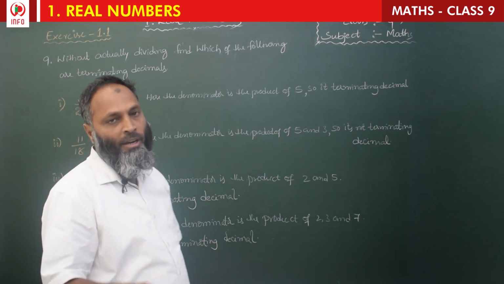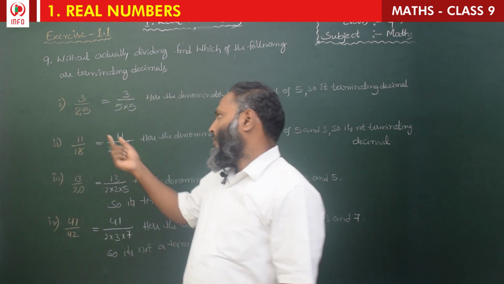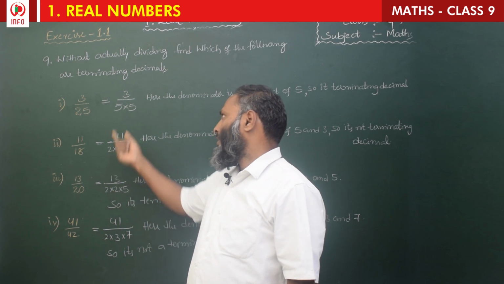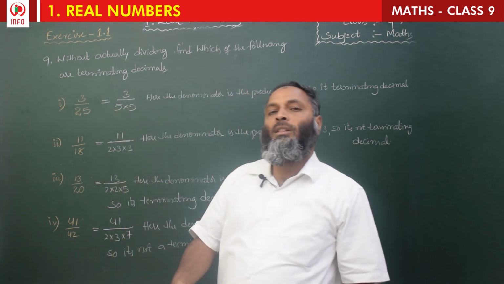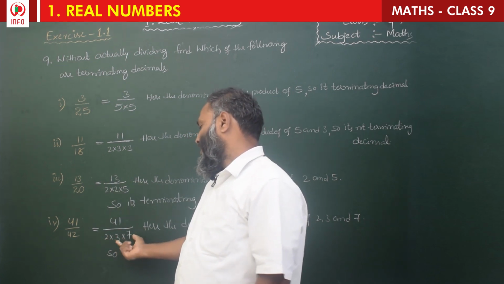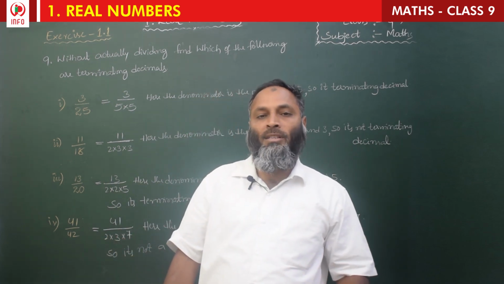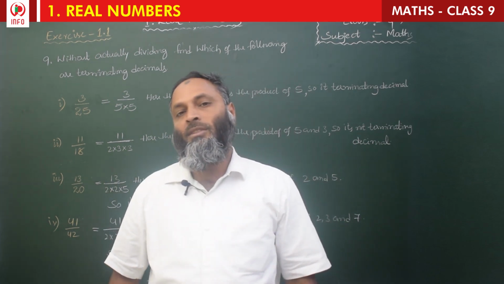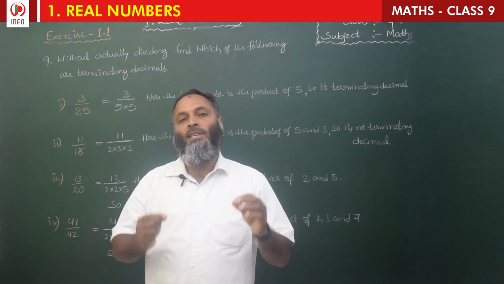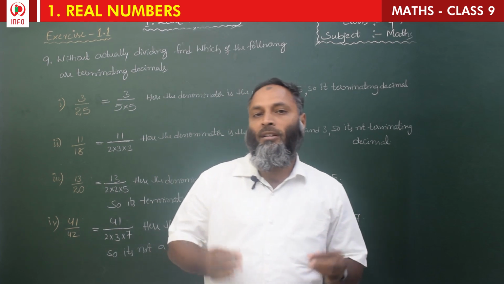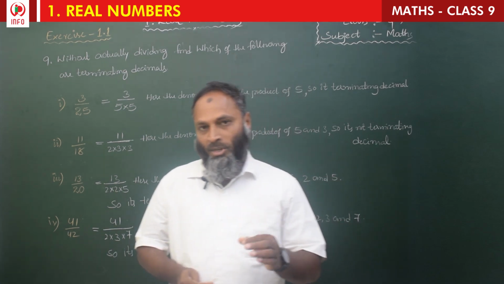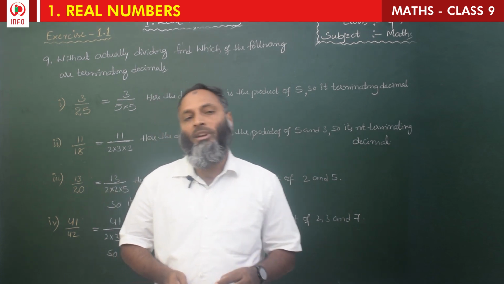If the denominator's prime factors are 2's and 5's, then that is terminating. Other than that, like 2, 3, 7, if the prime factors of the denominator are in such a form, then they are not terminating. So, how can we say that the given fraction is terminating or non-terminating without doing a division? Just we split the denominator into prime factors.